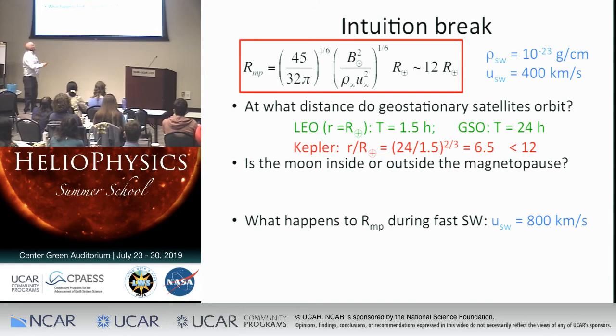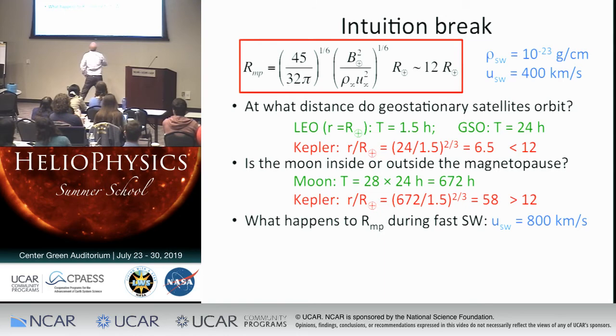So more importantly, that's less than 12. So these things are inside that magnetopause, ordinarily. How about the moon? Anyone happen to remember the moon? Light second. Okay, that's good. 60? Yeah. I get 58, but basically you have to remember 28 days, same trick, except instead of orbiting at 24 hours, you're doing 672 hours, 58. So it's outside the magnetopause.